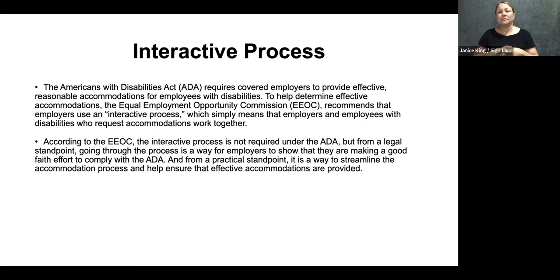So to help determine what a reasonable accommodation is, the EEOC recommends that employers use the interactive process. Some courts have described this as a mandatory requirement, but generally EEOC takes the position that it's not required under the ADA. From a legal standpoint, it's one way for an employer to show that they are making a good faith effort to comply with the ADA. From a practical point of view, it is also a way to streamline the accommodation process and help ensure the effective accommodations are provided. Next.